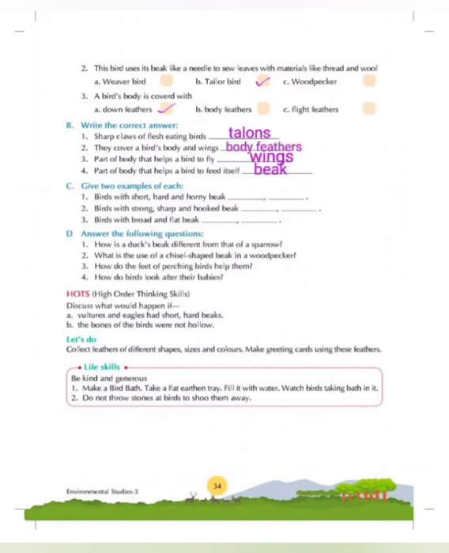Question number C. Give 2 examples of each. First, birds with short, hard and horny beaks. So out of sparrow, pigeon and peacock, you can write any 2. Second, birds with strong, sharp and hooked beaks. Eagles, owls, vultures. You can write any 2 examples out of these birds. Third, birds with broad and flat beak. Duck, swan.